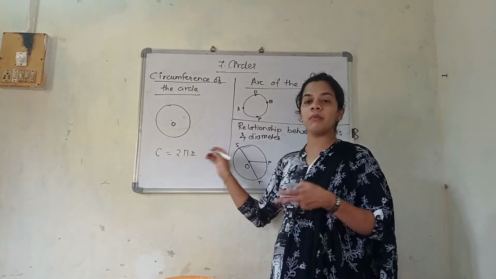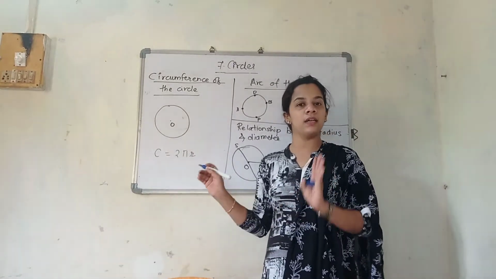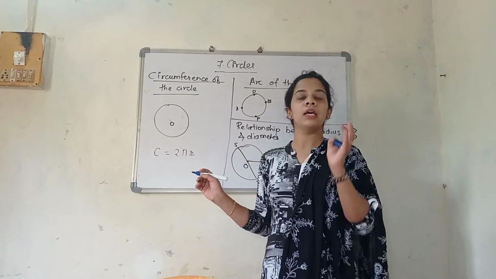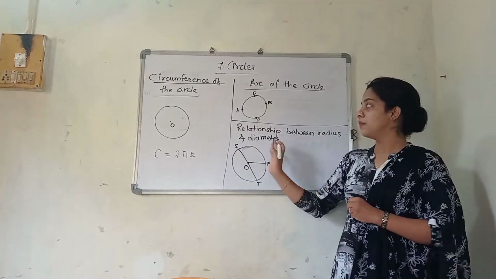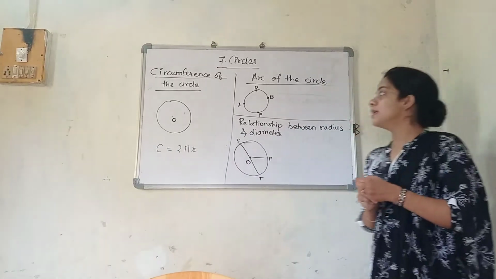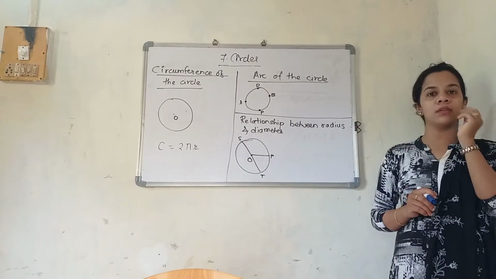You will be thinking what is meant by pi and what is meant by r. R is the radius, I can tell you this much. The value of pi is a constant. You will learn it in the higher classes. Fine. We will proceed further. That is the arc of the circle. Arc of the circle means what?